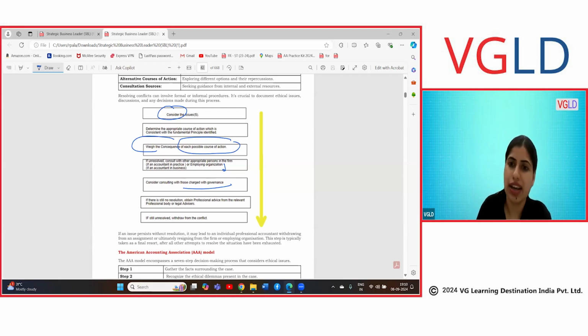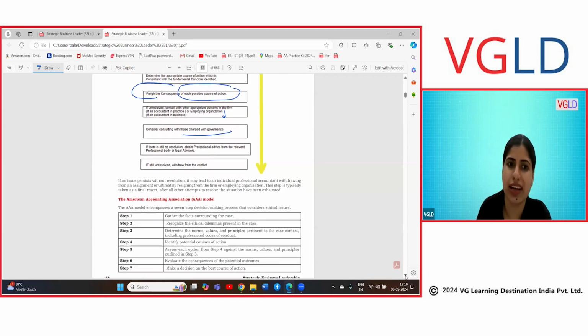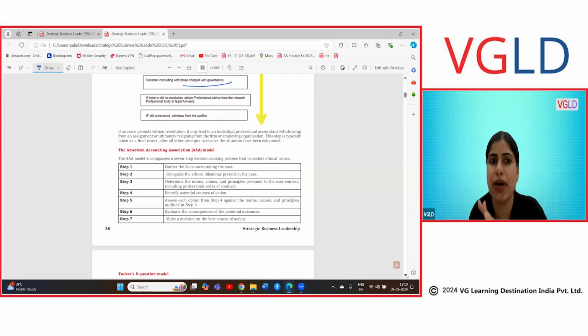Now again, we have one model. Just for your understanding purpose, go through this. You don't need to mug this up, definitely. So yes, the AAA model encompasses a 7-step decision-making process to consider the ethical issues. So what is the process?